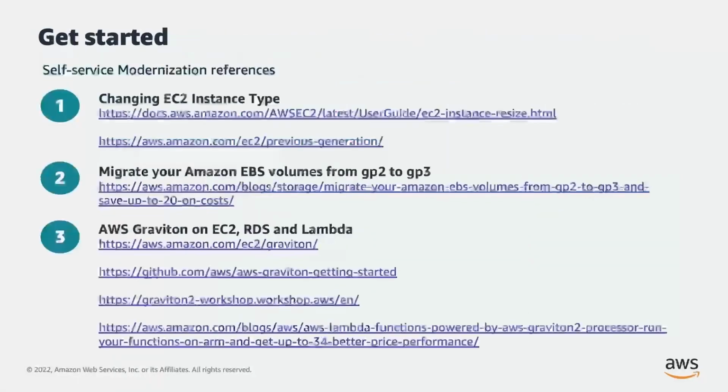Here are again some self-service practical references that will help you accelerate your modernization opportunities today, to try to understand the requirements to move from one generation to the other one, including exploring the use of AWS Graviton, right, which is a 64-bit ARM processor designed by AWS to deliver the best price performance for your cloud workloads within their instance families, either running on Amazon EC2, RDS, and even Lambda.